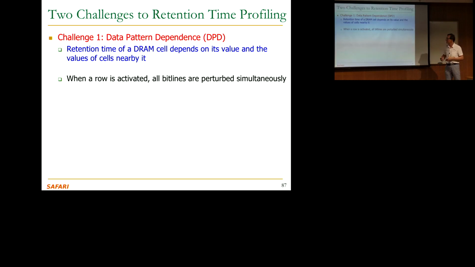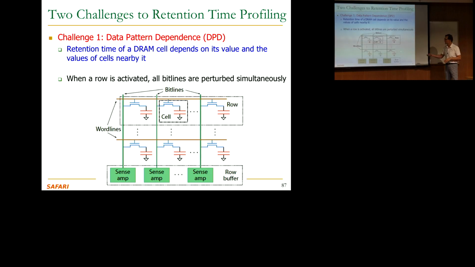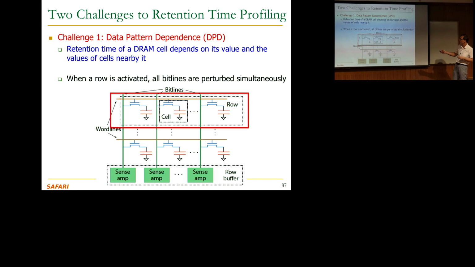There are multiple reasons. There's word line to word line and word line to bit line coupling. Basically, when a row is activated, you perturb all of the bit lines simultaneously. This is what we've seen before. You have the word lines over here. You have the bit lines. And when you activate one of the rows over here, you perturb all of the bit lines that are connected to that word line.